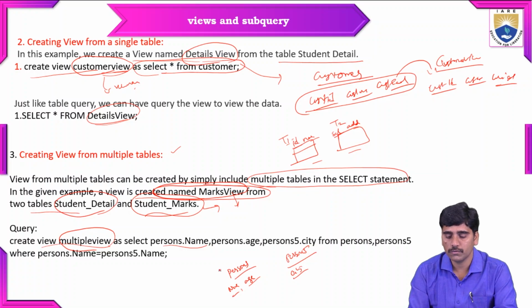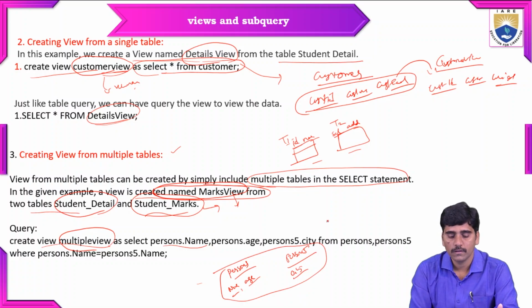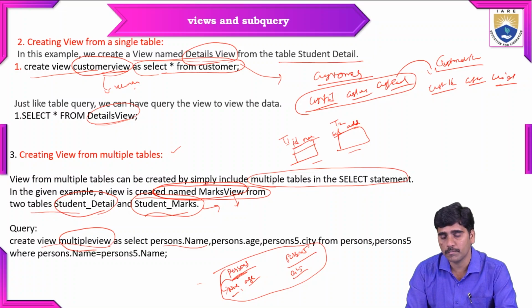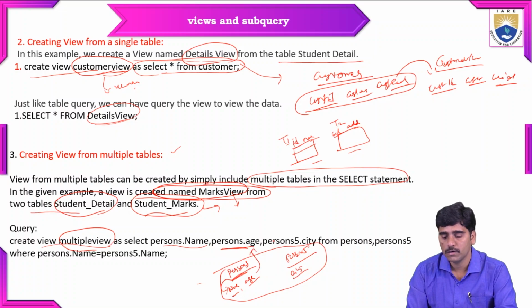Now I want to create a view from these two tables. So how can I create it? Create view multiple view as select persons dot name, that is the name from the persons table, and persons dot age, so age is also from the persons table, comma persons 5 dot city, that is nothing but city from the persons 5 table, from persons comma persons 5.